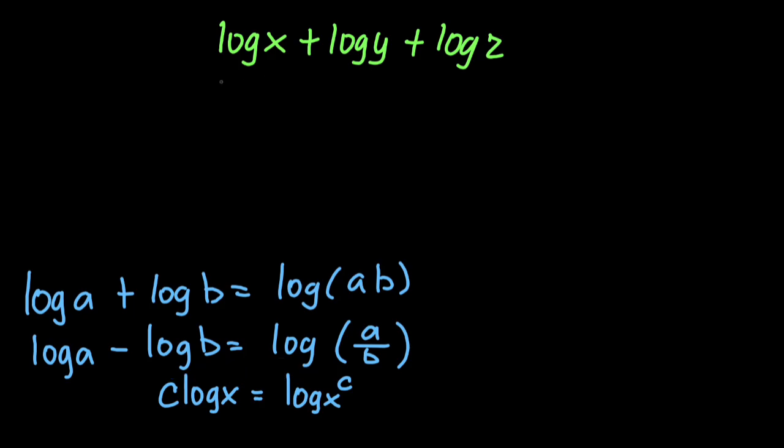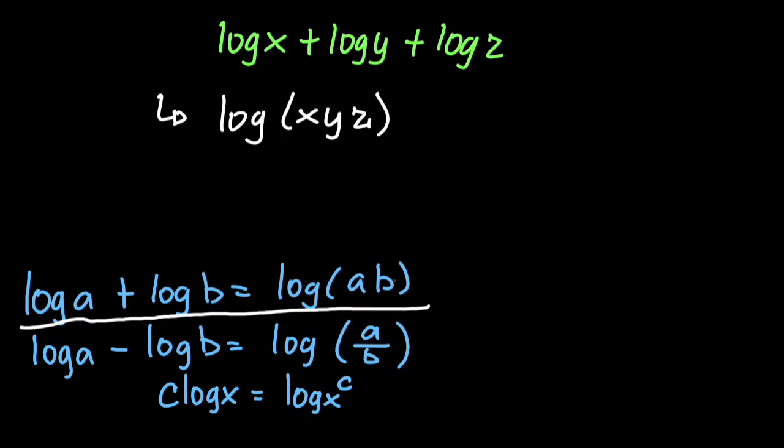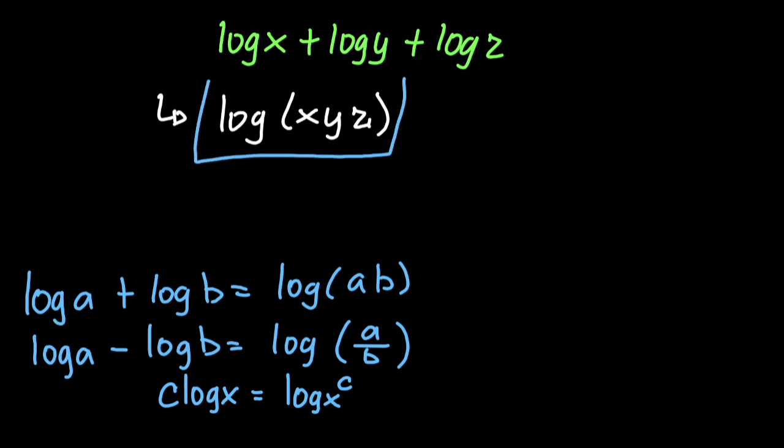So for this first problem, this would be equal to log of x multiplied by y multiplied by z, since it corresponds to this property. So this would be your condensed structure.